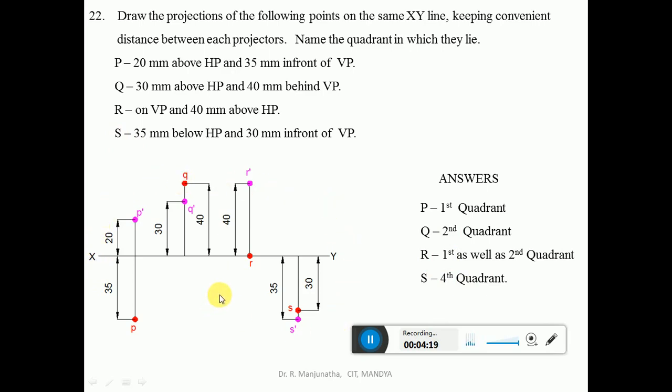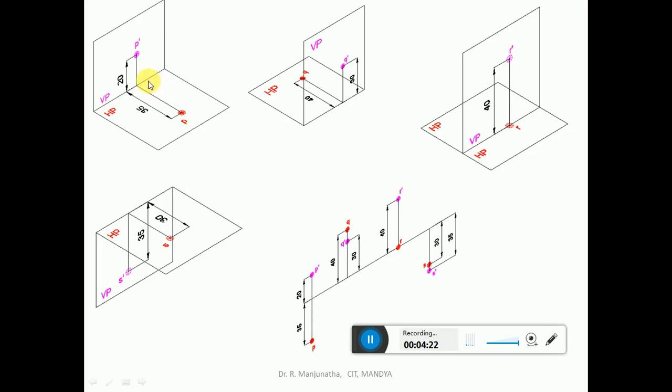But in order to analyze this, we can see the point capital P is 20 mm above HP and 35 mm in front of VP, so it will be in the first quadrant. When the HP is rotated downwards, P dash will be above the xy line and P will be below the xy line. Similarly, point capital Q is 30 mm above HP and 40 mm behind VP, so it is in the second quadrant. When HP is rotated to the top, both the front view and top view will be above the xy line. So Q dash is 30 mm above the xy line and Q will be 40 mm above the xy line. This is the solution we get.